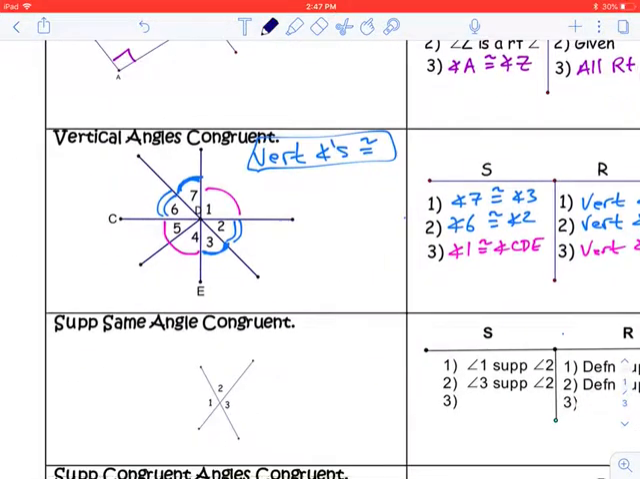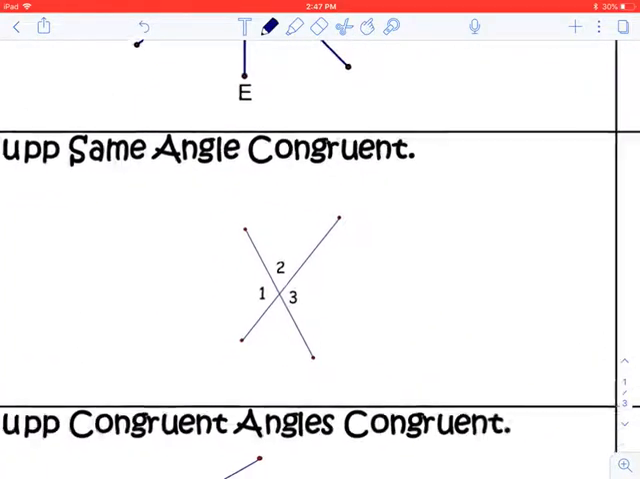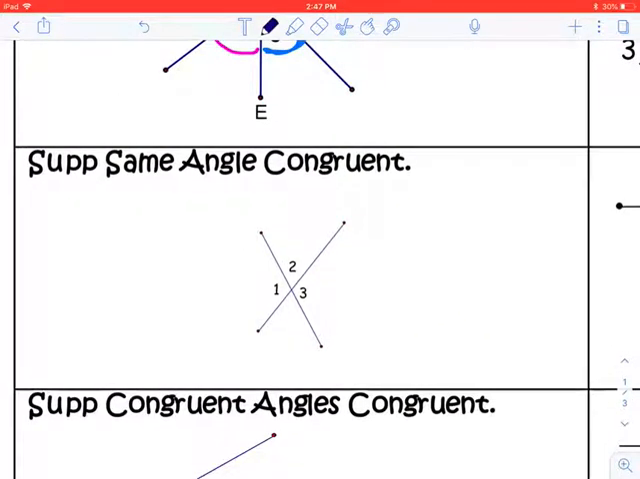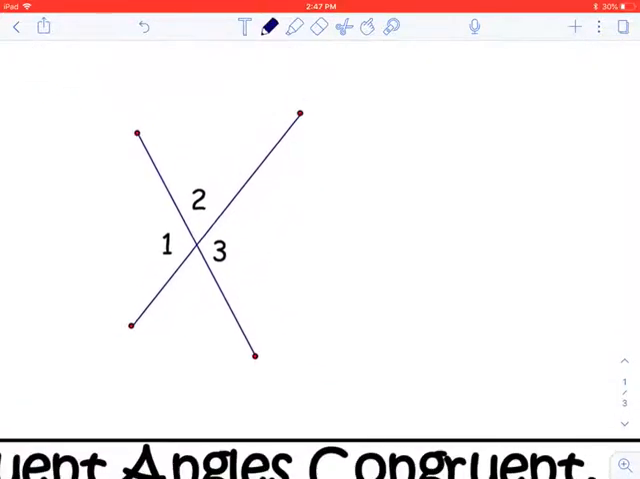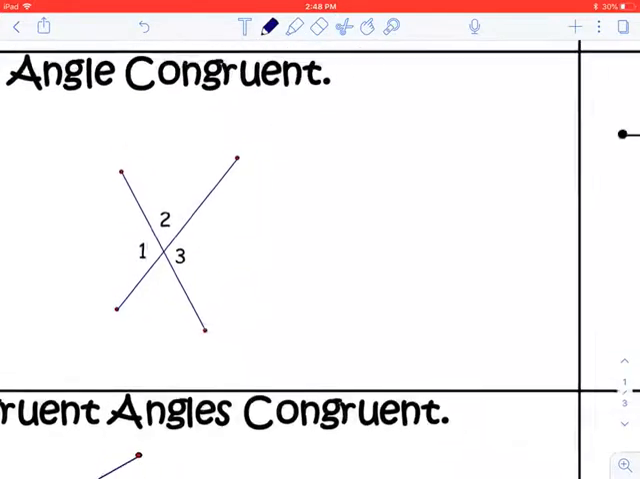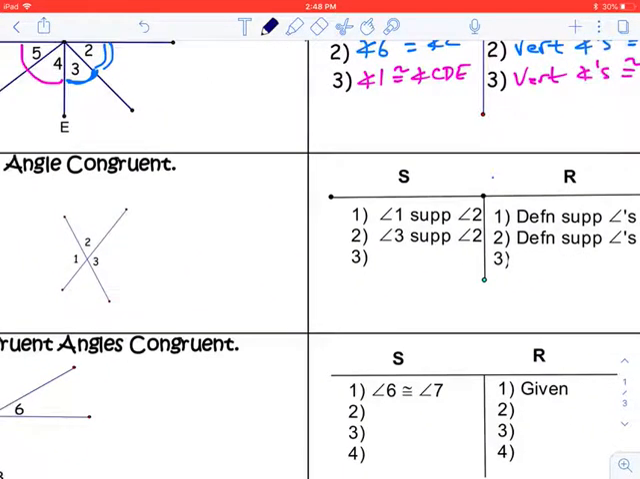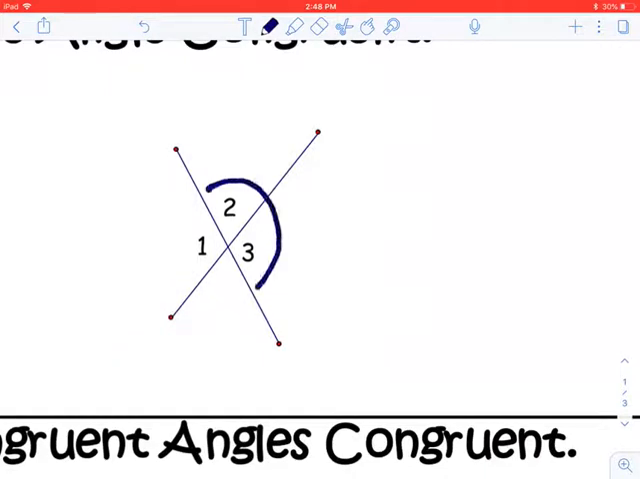So, on the next one, these are a little more challenging at times. Okay, supplementary angles congruent: supplements to the same angle are congruent. So what it's saying is, if two angles are supplementary to the same angle, then those two angles are congruent. So in this case, see how 1 and 2 are right next to each other and they create a line. So 1 is supplementary to 2. That's the definition of supplementary. Okay? Right here. And then we also have 2 and 3 are right next to each other and they create a line.